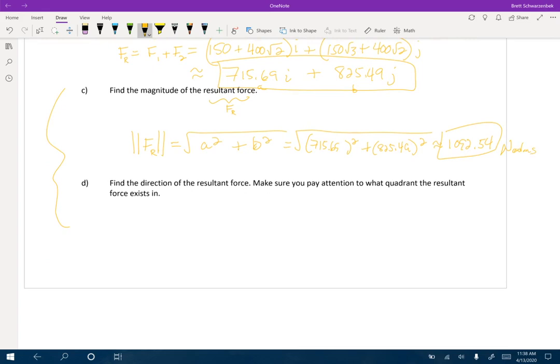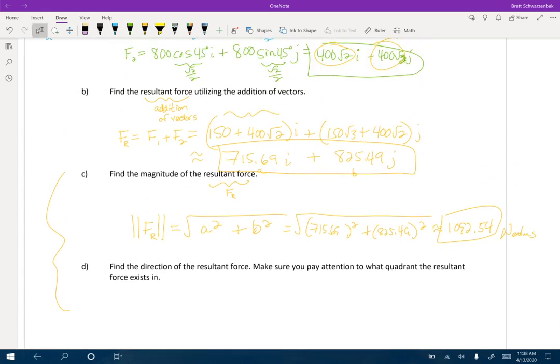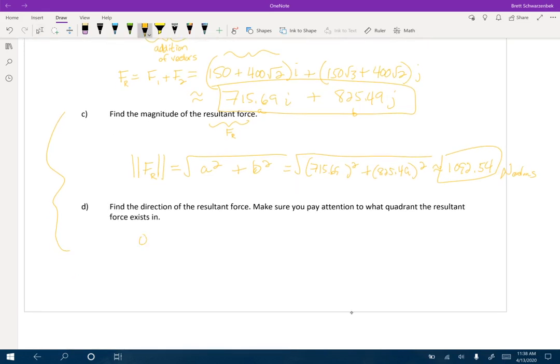Okay, and lastly, the direction. Okay, so this is where you just have to be careful. So what we need to do for this problem is do our typical direction formula, but that's going to give us the reference angle, right? So this is our direction formula. So what is our A and B? Well, again, they're right here and here for our problem. Let me get it in blue so it's not too confusing. So we're going to do the tangent inverse of the absolute value of 825.49 over 715.69, both positive, which is going to give us approximately 49.08 degrees. Okay, so this is our reference angle.